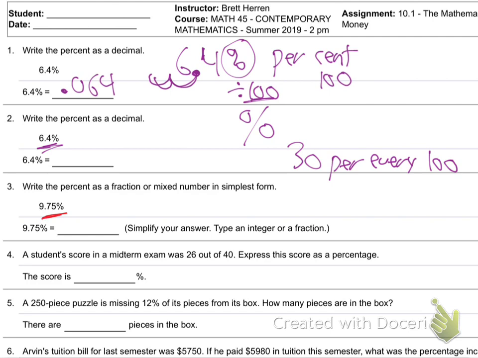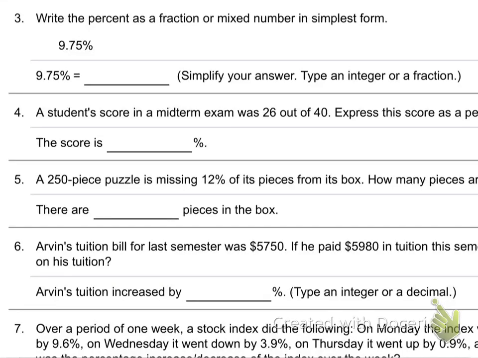Write 9.75% as a fraction. Now we want to go to fraction. So 9.75%. Now they want me to make it a fraction. We know we can make it a decimal by just moving the decimal back 2 places. But they don't want that. They want fraction. You'll be good as long as you're clear what a percent means.